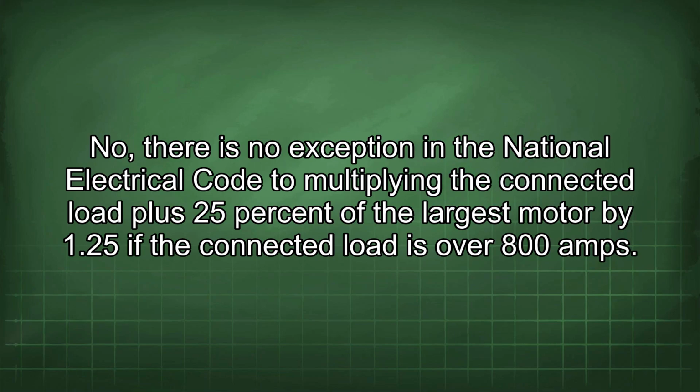No, there is no exception in the National Electrical Code to multiplying the connected load plus 25% of the largest motor by 1.25 if the connected load is over 800 amps.